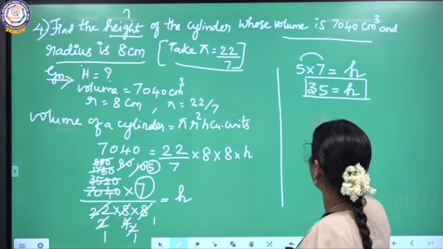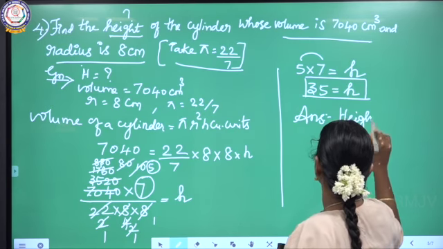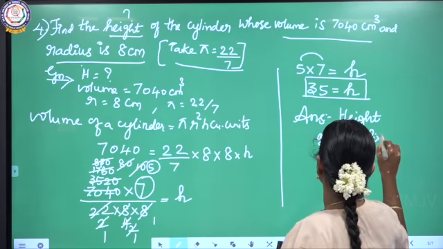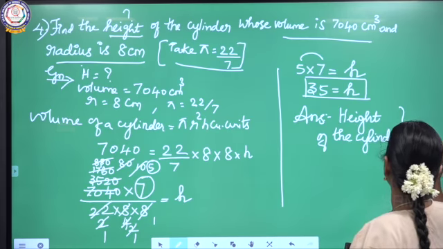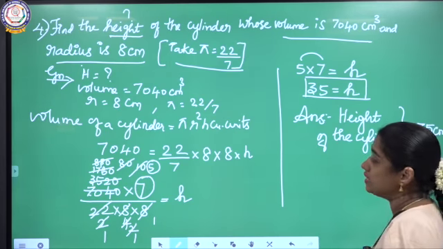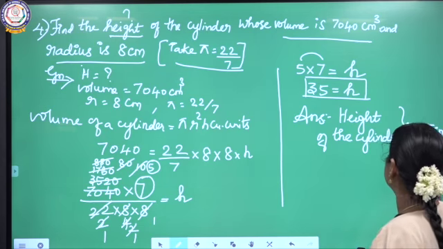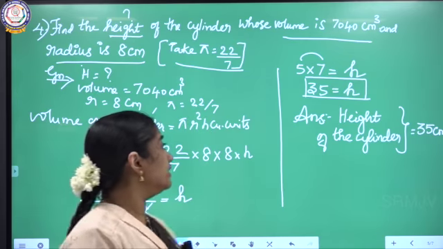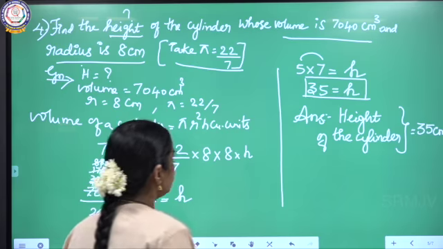So, listen, how can I write the answer? Height of the cylinder is equal to 35. Height means what? Centimeter. Volume means a centimeter cube. But I am going to write the height of the cylinder. So, finally I can get the height to be what? 35 centimeter. Can you clear this, children? Shall I move on to the next sum?